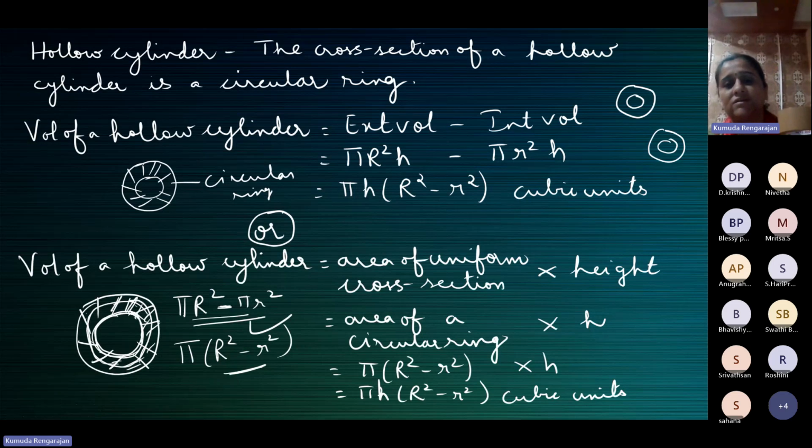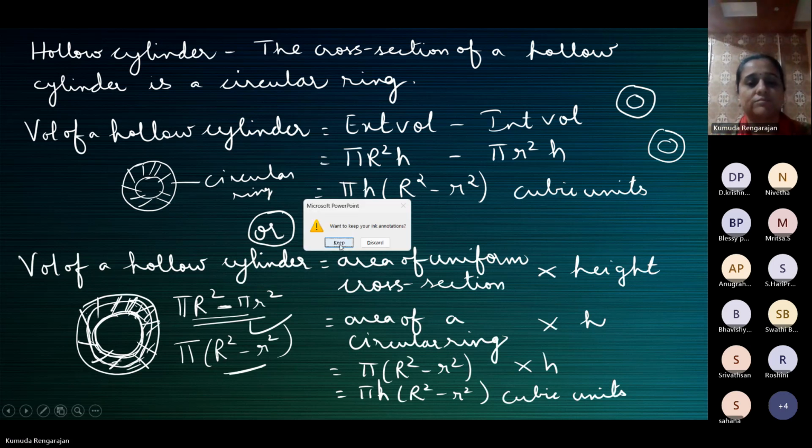External volume minus internal volume. Pi capital R square h minus pi small r square h. Pi h common. Capital R square minus small r square cubic units. So this is the formula to find the volume of a hollow cylinder.